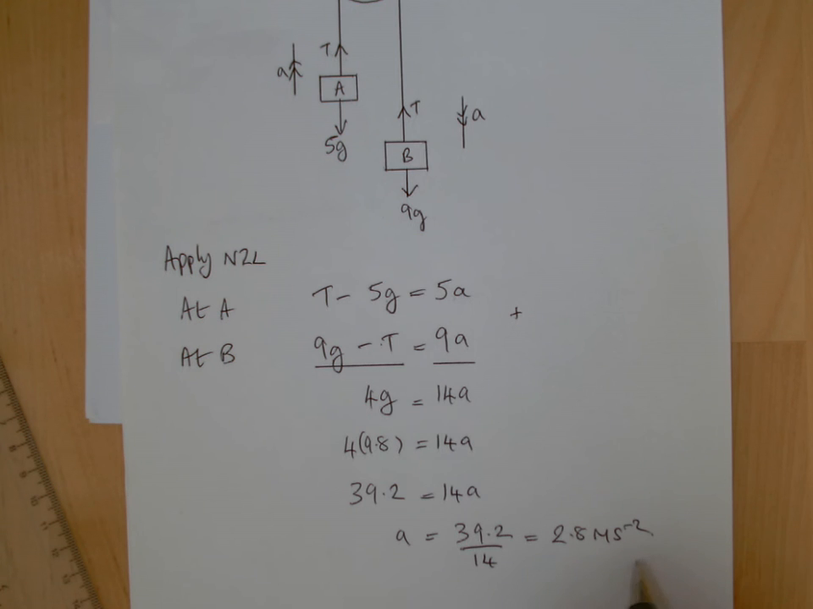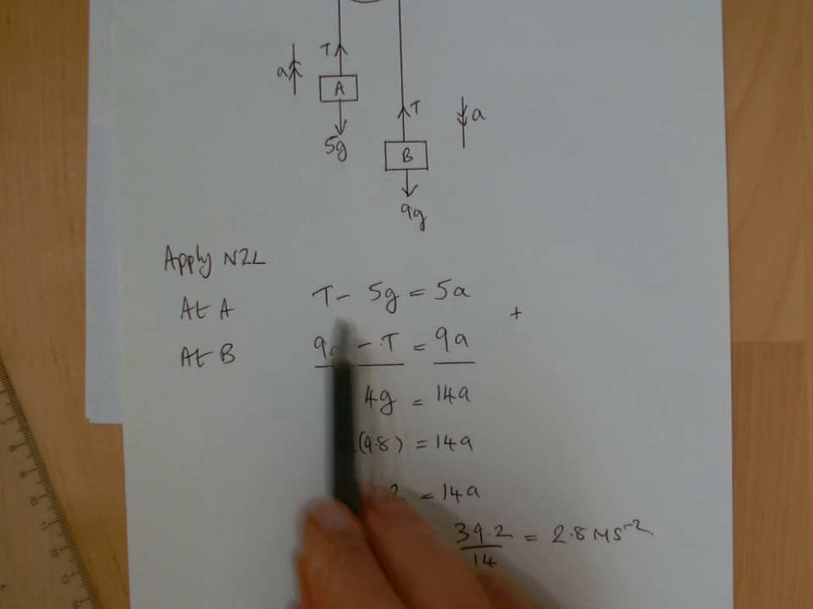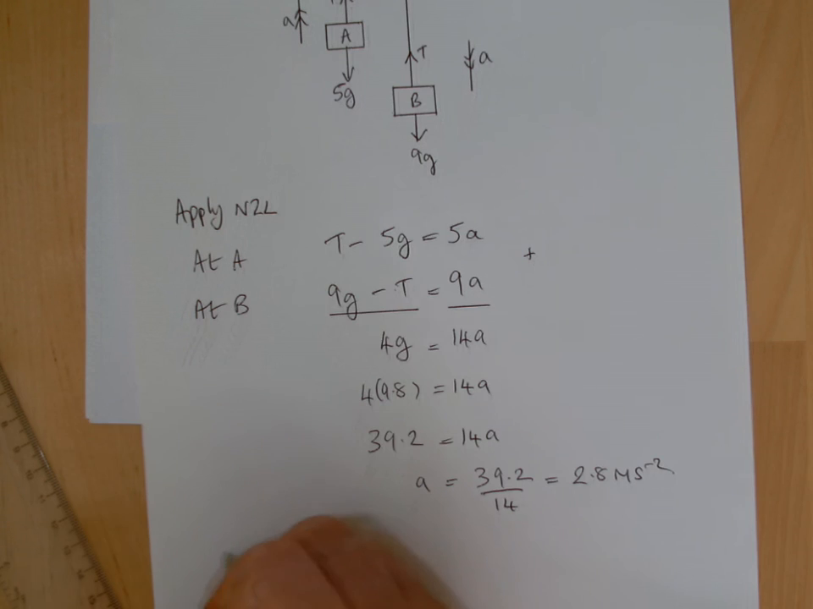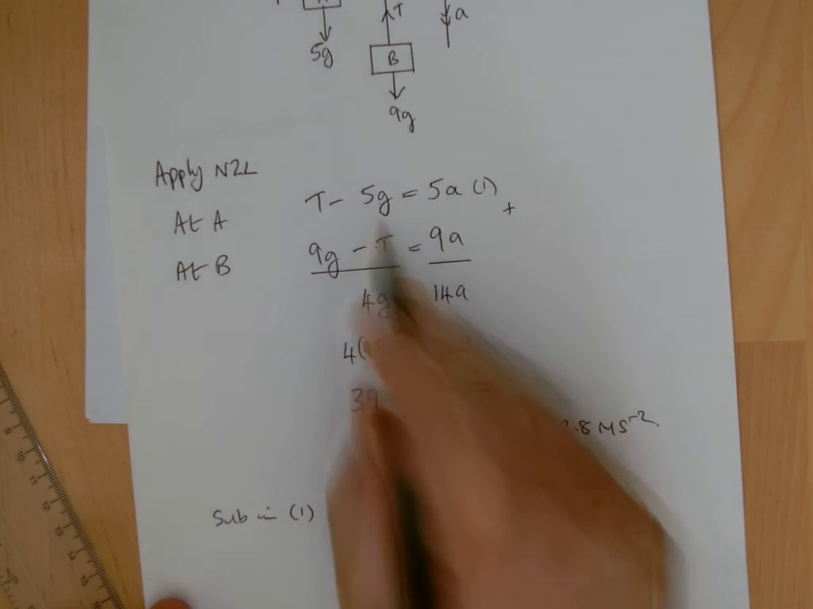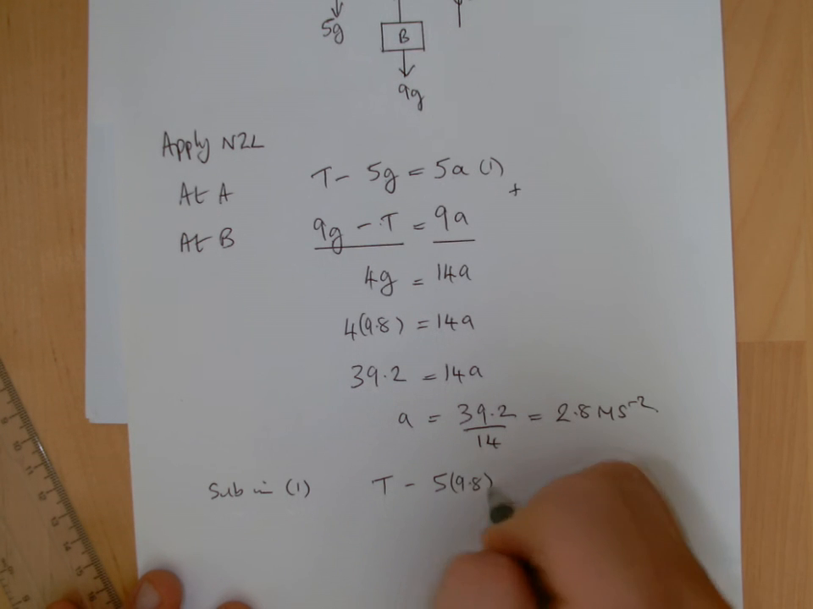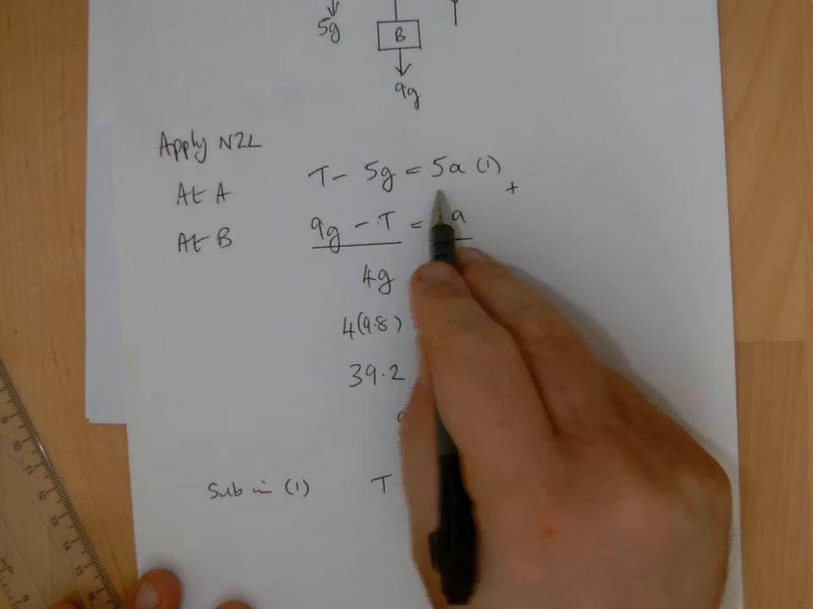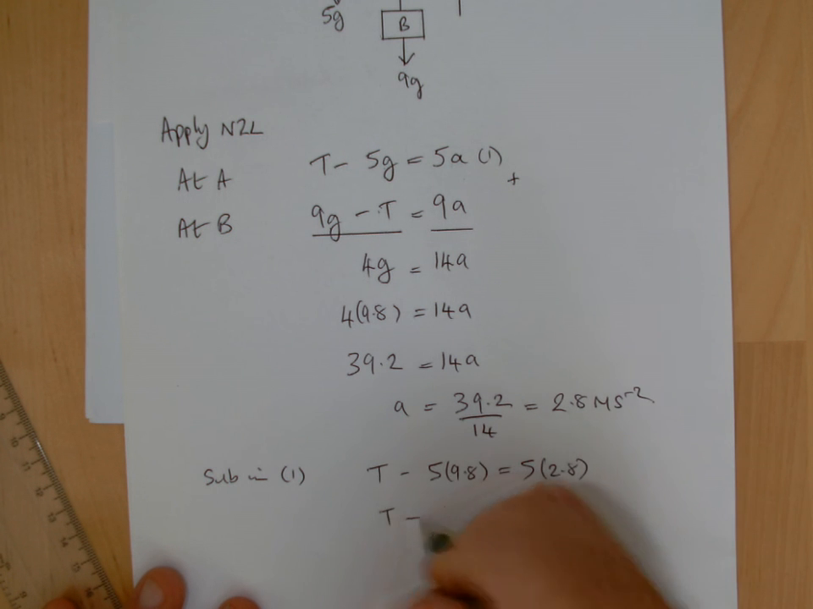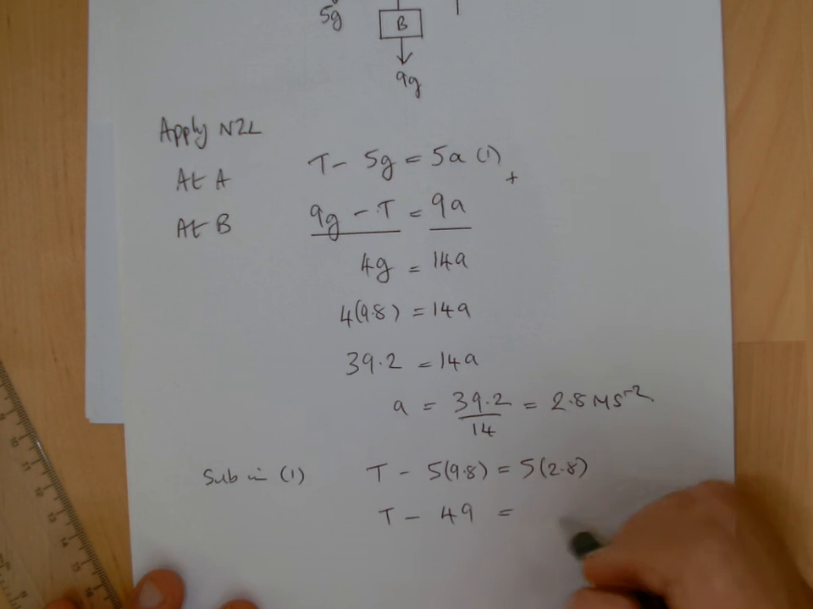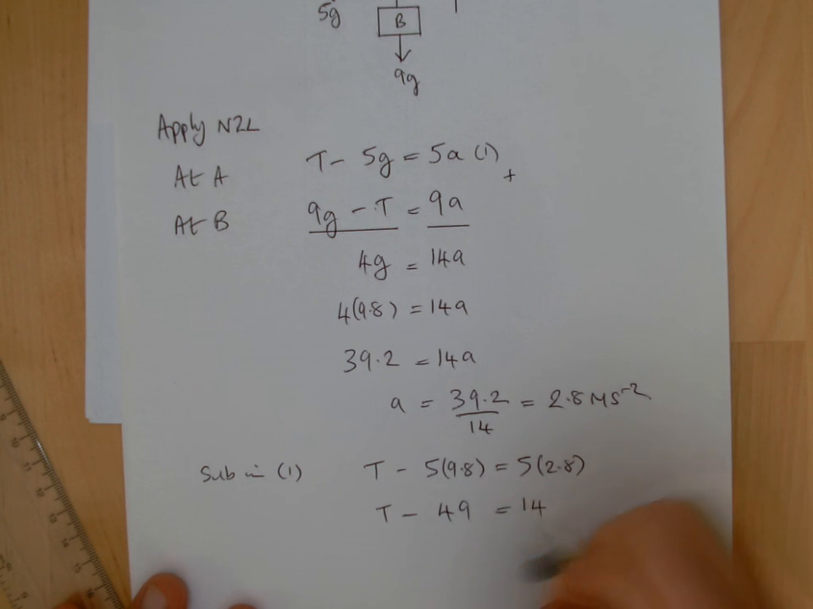So you've got your A, and because it's simultaneous equations, once you've worked out A, you can sub it into one of these. So sub it into the first one to work out T. So T, take away 5G, remember G is 9.8, is equal to 5 times the acceleration. So T minus 49 equals 14, so that means T, if you take that over, you get 63 newtons.